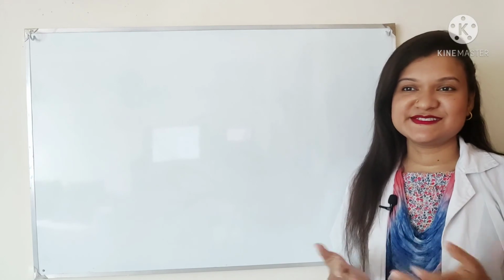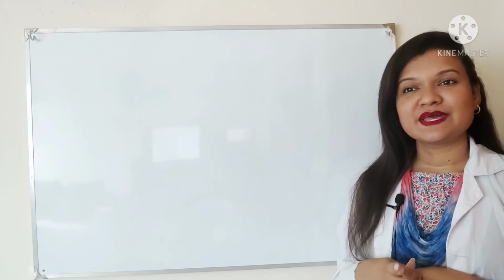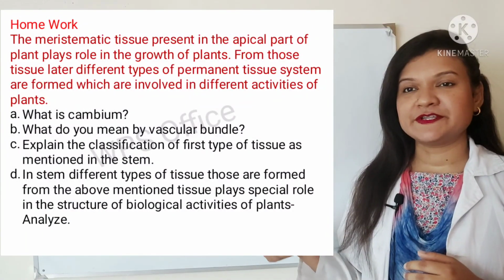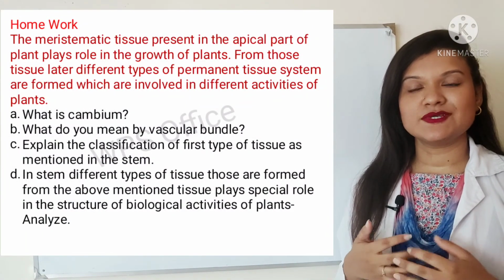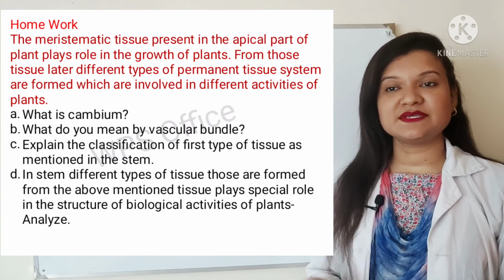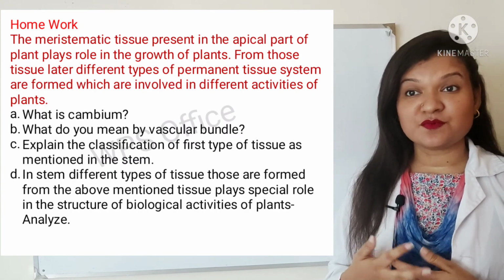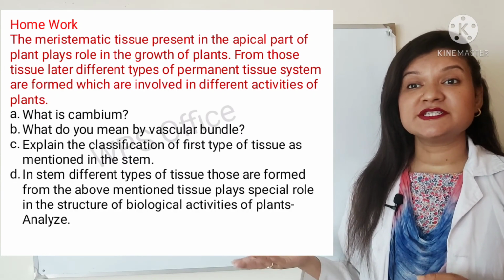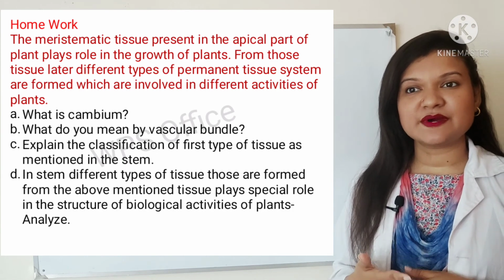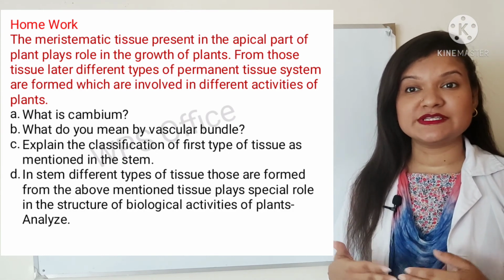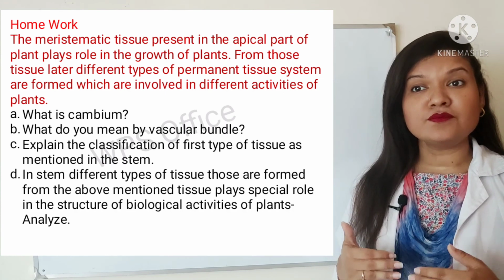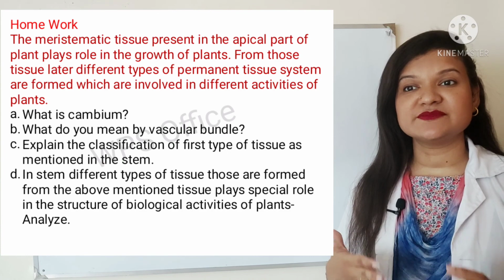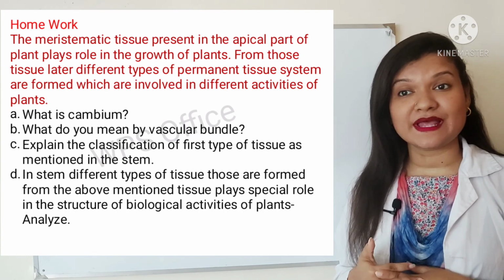Now it's time for homework. The homework will be one creative question that I will give, and you will solve it and submit it in your subject-wise homework group. The question is: the meristematic tissue present in the apical part of a plant plays a role in the growth of plants. From those tissues, different types of permanent tissue systems are later formed, which are involved in different activities of plants.